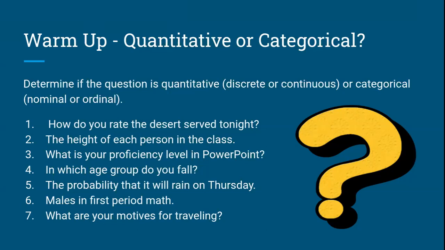All right, look at number 5. The probability that it will rain on Thursday. Is it quantitative or categorical? Can we measure it, or are we grouping it? Quantitative. So, yes, because we can measure it.